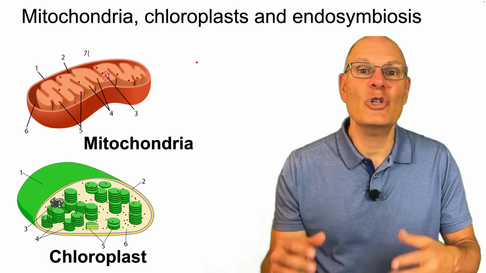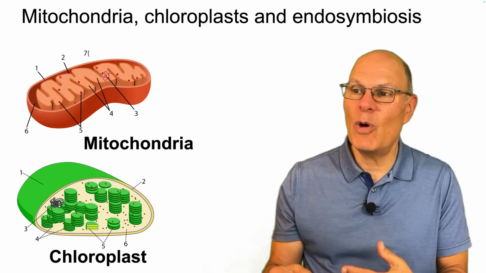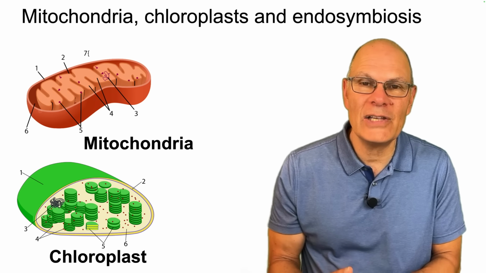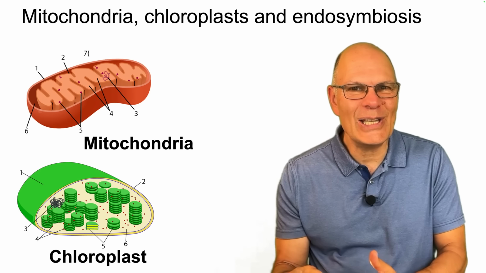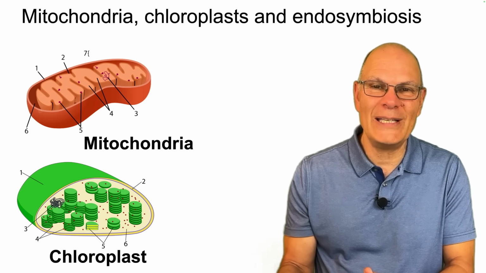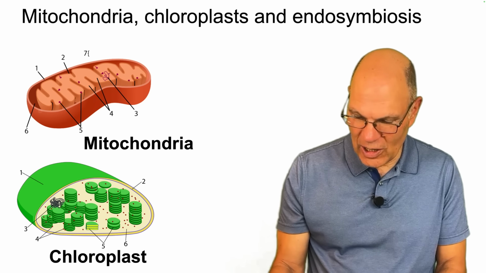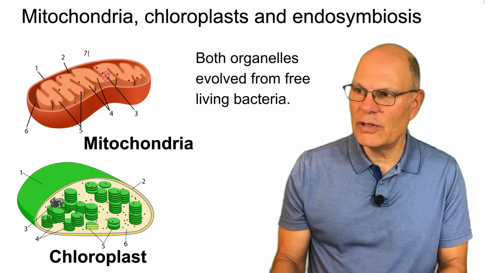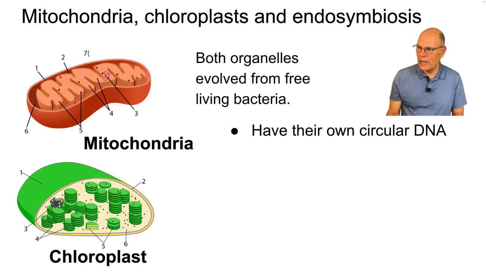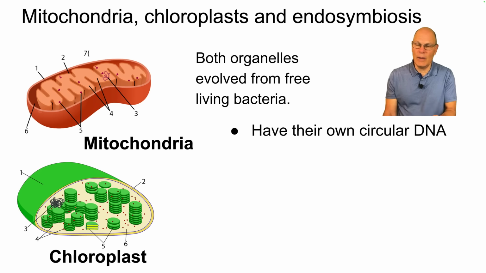Two compartments that are not part of the endomembrane system are mitochondria and chloroplasts. That's because they're endosymbionts. They're the descendants of organisms that were once independent that now live inside our cells. Kind of a mind-blowing idea. Both of these organelles evolved from free-living bacteria. The evidence for that is abundant.